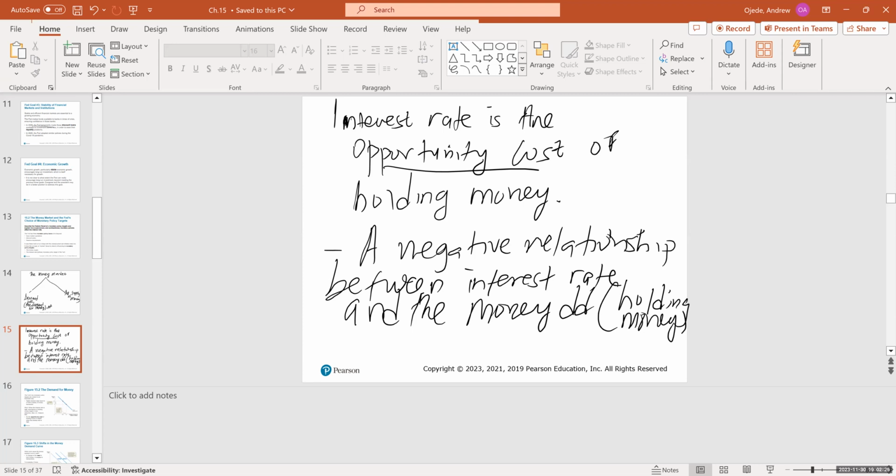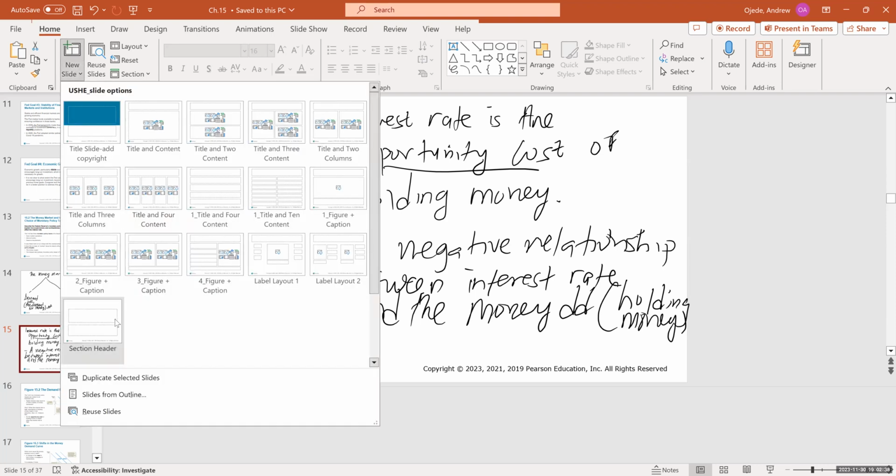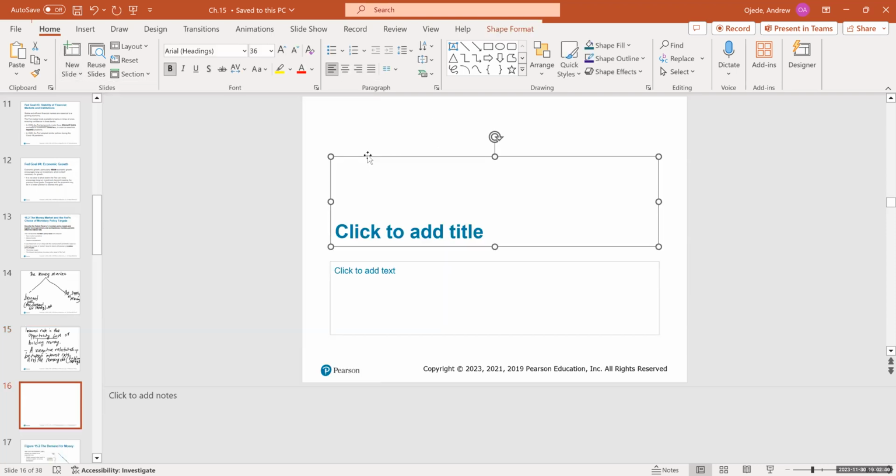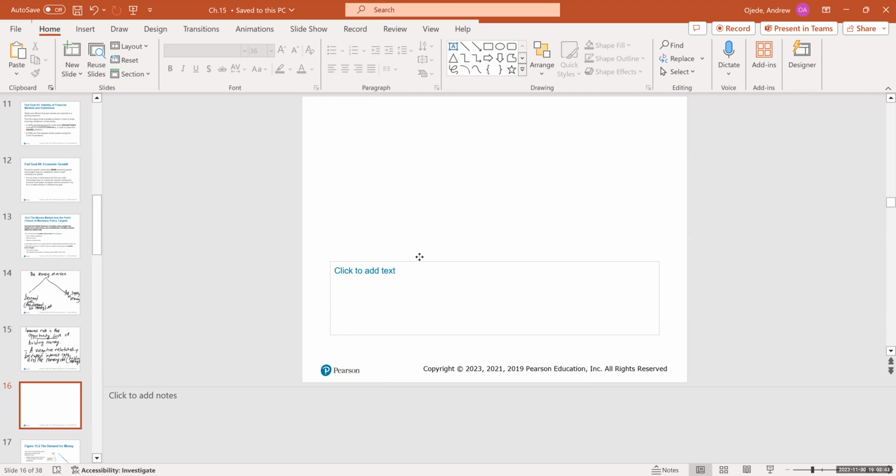So the money demand could be high because people are going to say, well, interest rate is low. It doesn't pay anything to keep that money in a savings account anyway. So in terms of the graph, I'm going to draw that relationship, because interest rate is a price of money. It's a price you must pay when you hold money.